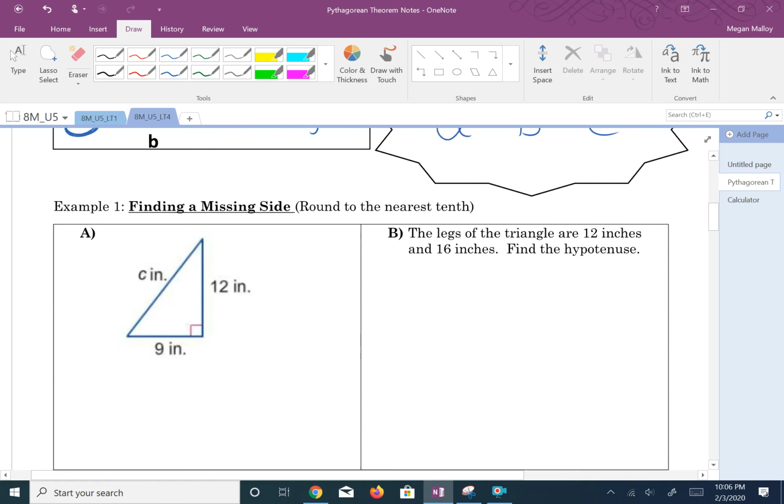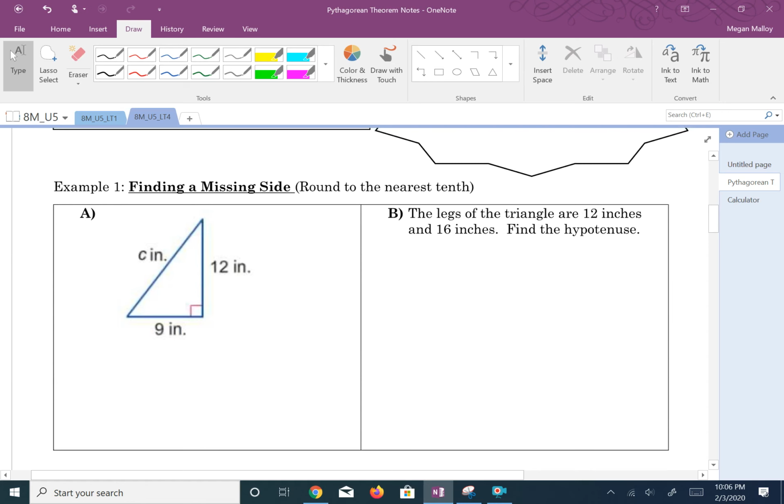So if we look at example 1a, we are being asked to find a missing side. And if need be, we are going to round to the nearest tenth. So looking at what values I'm given, I'm given my two legs, and I'm looking for my hypotenuse. So if I use the formula a squared plus b squared equals c squared and substitute in the values that I have, it does not matter which value is substituted for a and which value is substituted for b. So if I rewrite this, I would get 12 squared plus 9 squared equals c squared.